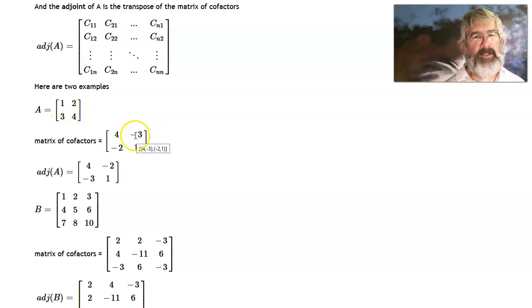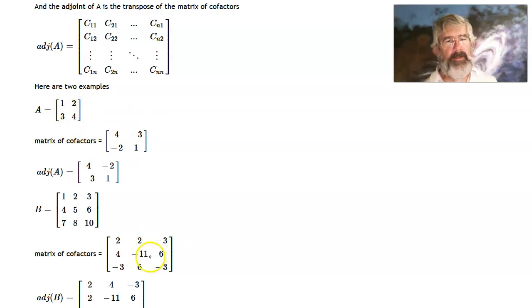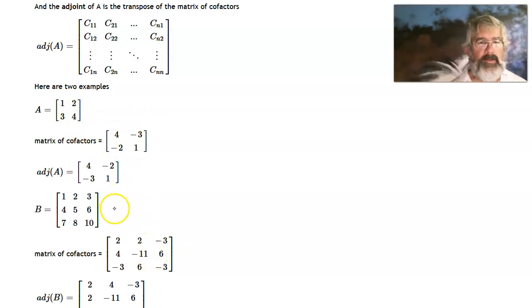So it's negative 3. Likewise, in the position 2, 1, cover up the second row, first column, it leaves a 2. Again, I need a minus 1 here. And then in the second row, second column, cover all that up, leaves a 1 left over. So the matrix of cofactors is that. The adjoint then, of course, is the transpose of that. So the 4 and the 1 stay in the same place, and the minus 2 and the minus 3 swap places there.